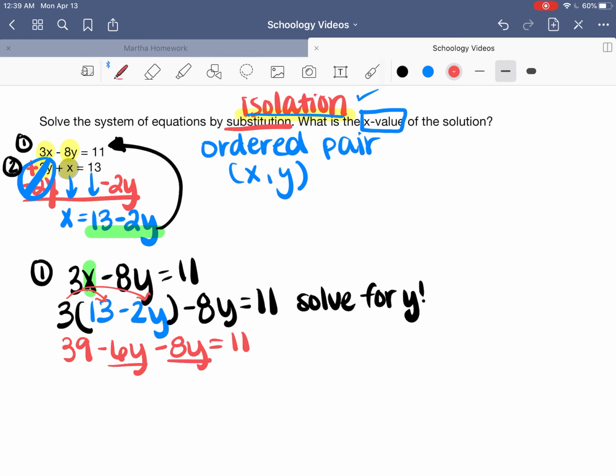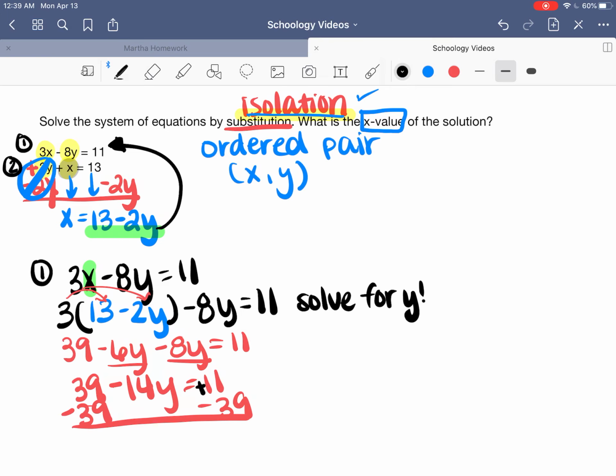So what can I do with those 2? I can combine them together. Because they're both negative, you're going to add them together. I'm going to get 14. And because they're both negative, it should stay a negative 14 and a y. All right, my y is not completely alone yet. So the next step is to get rid of that 39. I would subtract 39 from both sides.